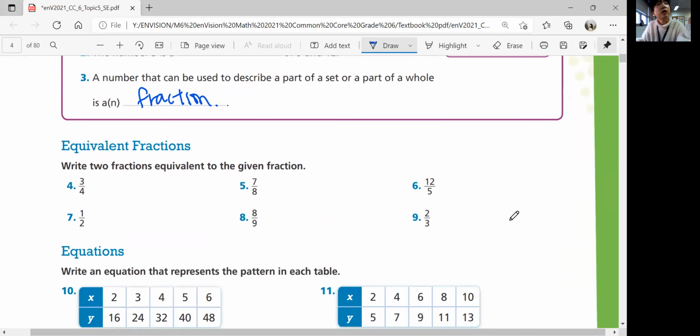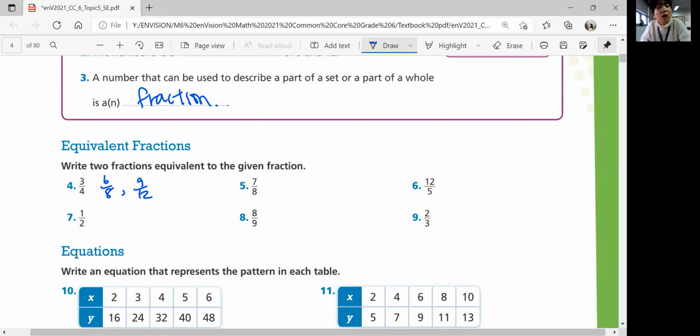Okay, do you know equivalent fractions? Write two fractions equivalent to a given fraction. There are many answers for writing equivalent fractions to these ones. But the smallest two will be for number 4, 3/4 is also 6/8, and it's also equal to 9/12. You multiply by 2 on both numbers, or you multiply by 3 on both numbers.